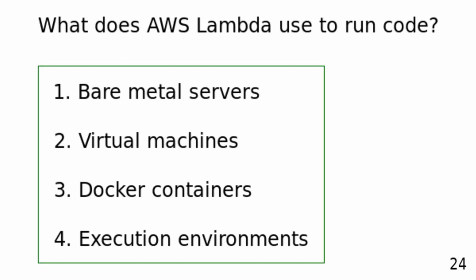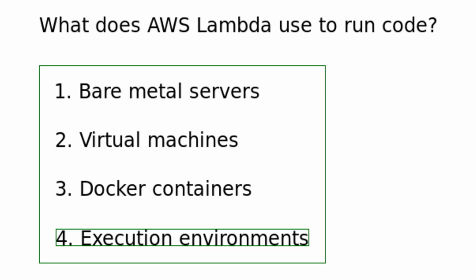What does AWS Lambda use to run code? Bare metal servers. Virtual machines. Docker containers. Execution environments. AWS Lambda uses execution environments to run code, which are lightweight and managed by AWS.